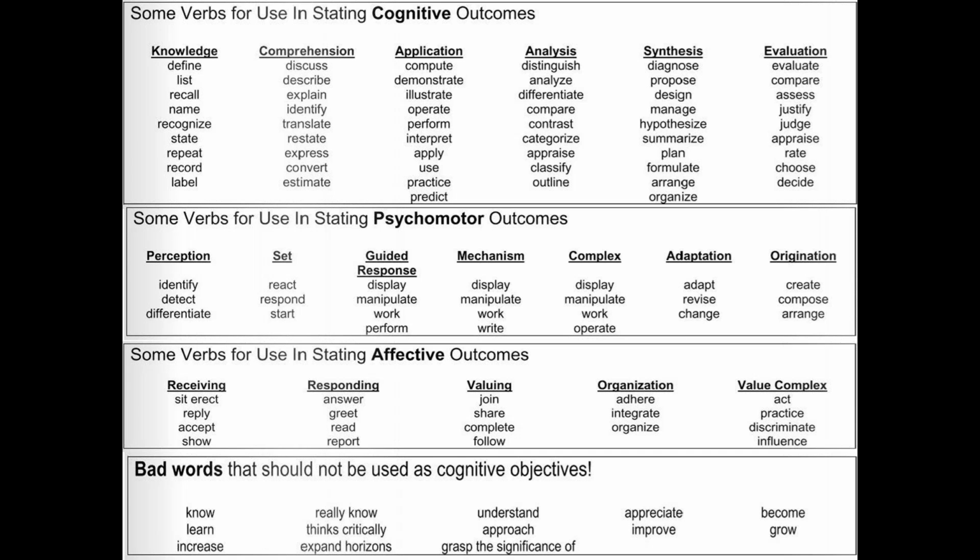Some of the bad words that should be avoided are when we say the student should be able to know how much, learn how much, increase how much. So really know, think critically, understand. The way I think critically may not be the same as you would think. Understand, approach, grasp the significance of. Whenever you find these kinds of action verbs in objectives, please understand that these objectives are not very well designed, and we must avoid using these action verbs in our objectives.